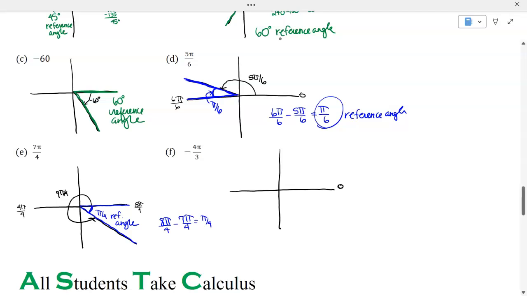You start at 0. This has a third, so we're coming over here to pi, which is the same thing as 3 pi over 3. Now, if it's negative, I'm going to be going in a clockwise direction. So if I go in a clockwise direction, I go through 3 pi over 3, and I go up here to 4 pi over 3. Excuse me, that should be negative 4 pi over 3. I may actually write this down here. Negative 4 pi over 3 is that angle.